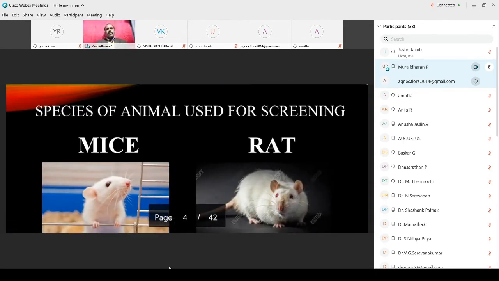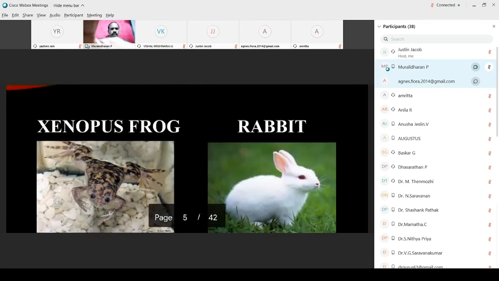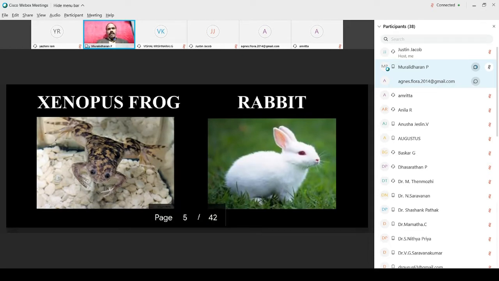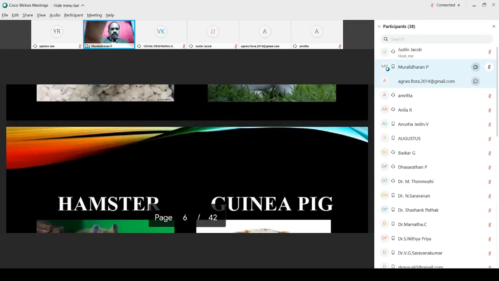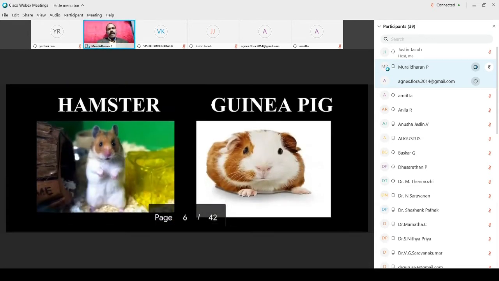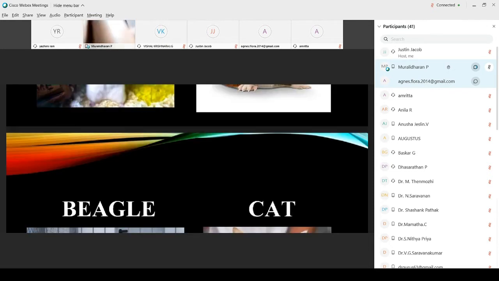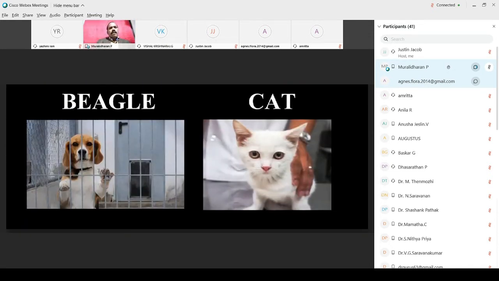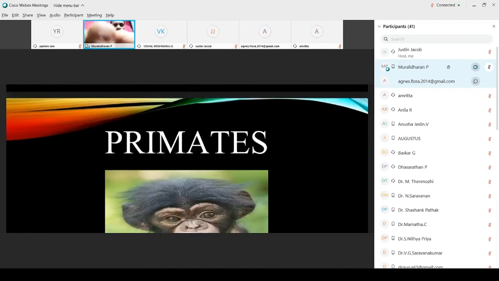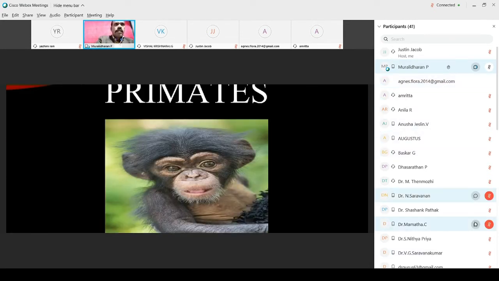Then the species of animal used for screening, most of you might know, are the mice and the rat. Apart from that, the Xenopus frog, the rabbit, then hamster and guinea pigs, then the beagle, that is from the dog family, and cat, and finally the primates, which resemble the human gene to the maximum.